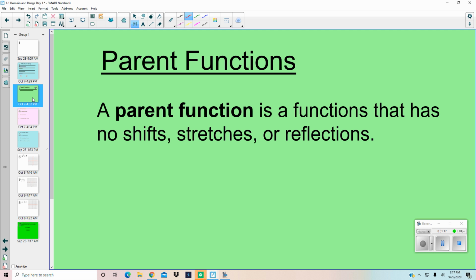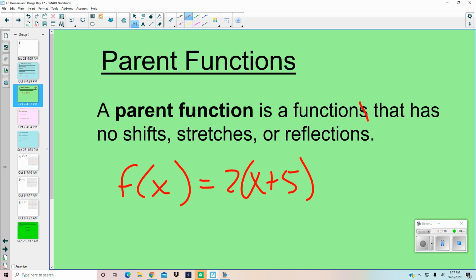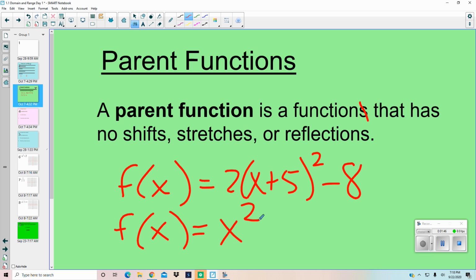Now, the parent functions. A parent function is a function that has no shifts, stretches, or reflections. So if I give you this function and I asked you, what's the parent function? If I take away all of the numbers except for one, my parent function is going to be just x squared. I take away all the shifts.